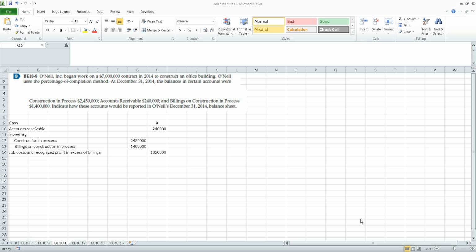In brief exercise 18-8, we're given some information on balances related to construction in process and other related accounts for a company involved in accounting for long-term construction contracts. And so what we're told is they use the percentage of completion method.